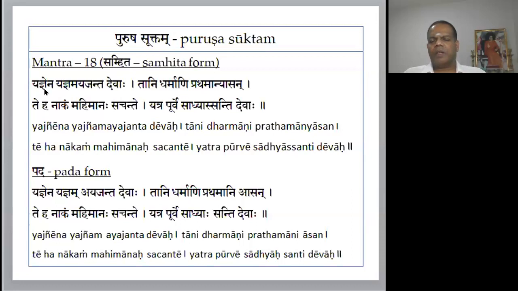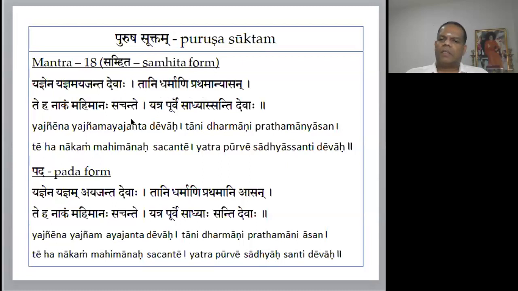Because of habit, we may pronounce it incorrectly. So ya, ja, nya. If you can see in the English transcription, ya, ij, ja, and nya. So pay attention to that. Yajnena yajnamayajanta deva tani dharmani. Dha is the fourth letter in the dha varga, so it has to be aspirated. Dharmani. Pratha: tha is the second letter in the dha varga, so it has to be aspirated. So prathamanyasam.